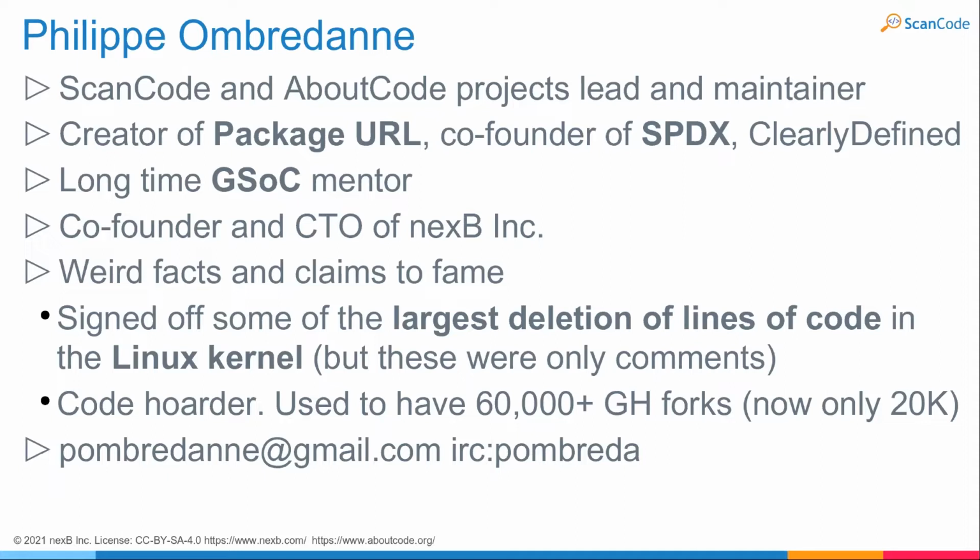Weird fact about me, I signed off on one of the largest deletions of lines of code in the Linux kernel. But this was not really code. These were comments, and these were license comments. And trust me, it's a skill. I'm very good at it. I've deleted tens of thousands of lines of comments. And if you're not very good at it, you can actually crash the build of the kernel, weirdly enough. So that's a skill. I used to also have over 60,000 GitHub forks. So I'm kind of a code hoarder. But that's probably a professional bias.